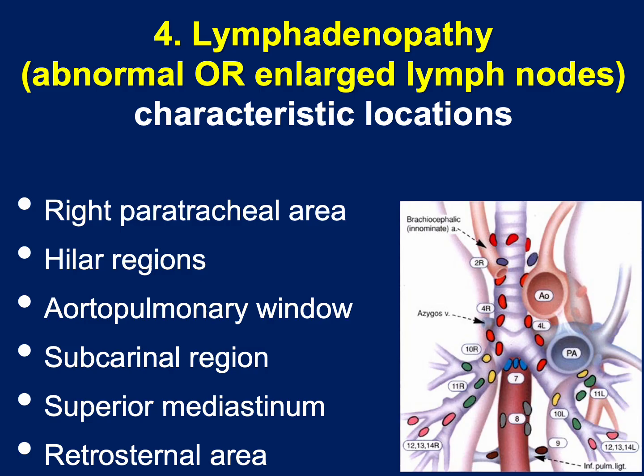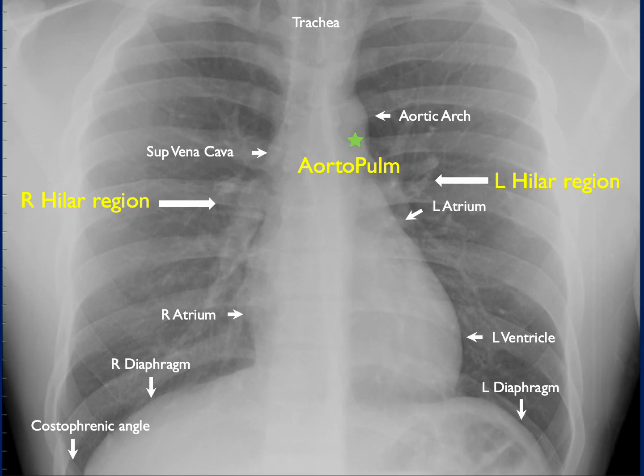Lymph node or lymphadenopathy. There are some characteristic locations of these lymph nodes which you should be aware of. You do not have to memorize this slide or the numbers on this slide, but be aware that there are characteristic areas or regions where you would expect to see enlarged lymph nodes. When we are looking at X-rays, we go through an interpretive strategy that looks at those areas to make sure there are no enlarged lymph nodes.